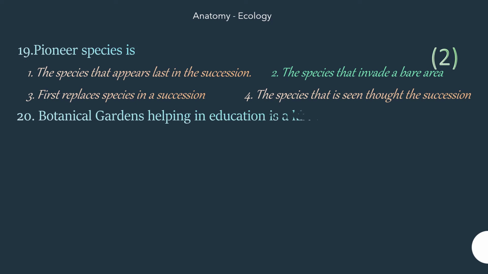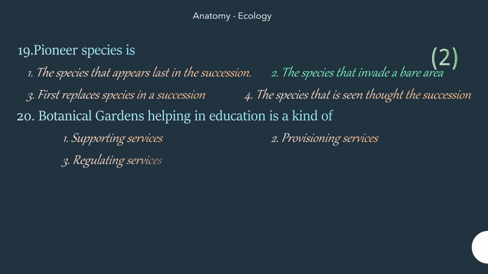Botanical gardens helping in education is a kind of: supporting services, provisioning services, option 3, regulating services, option 4, cultural services. Answer is 4, cultural services.